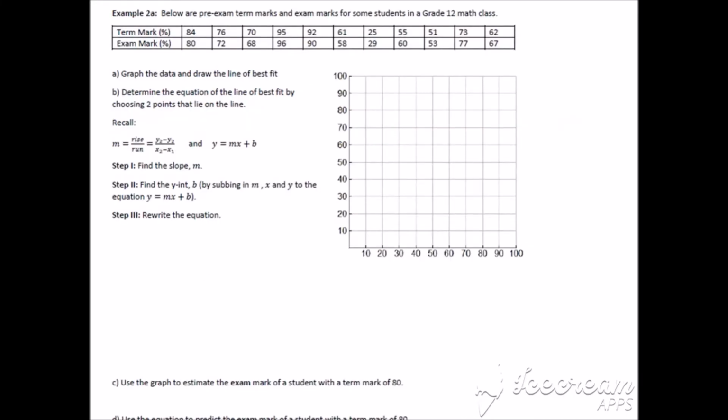Okay, example 2A. Below are pre-exam term marks and exam marks for some students in a grade 12 math class. So here they are. Whenever we have a chart, the left-hand side or the top one is going to be the X, and this is going to be the Y. So we're going to graph the data and draw the line of best fit. So again, X, Y, we're going to label term mark, measured in percentages, and exam mark, also measured in percentages.